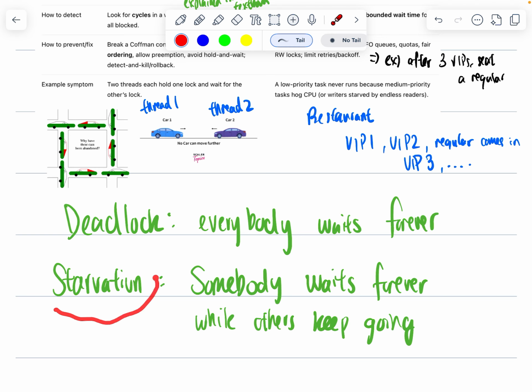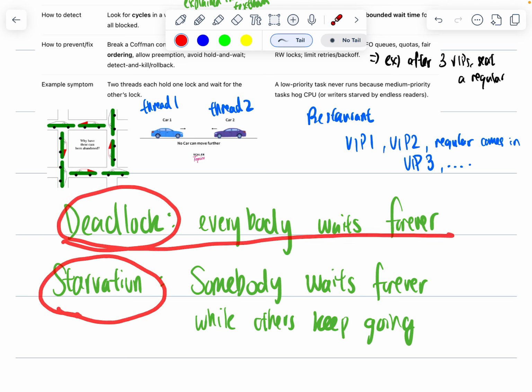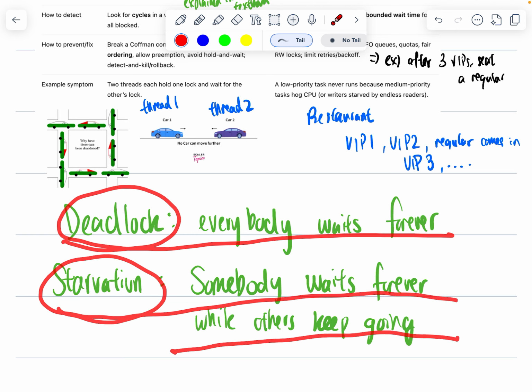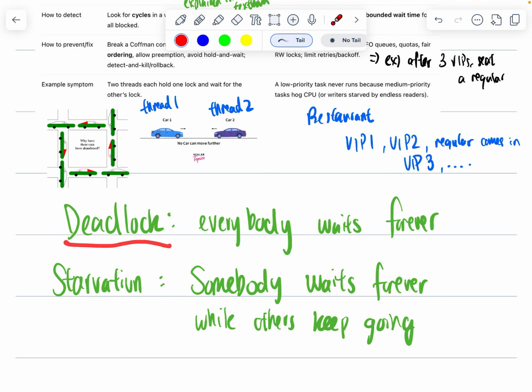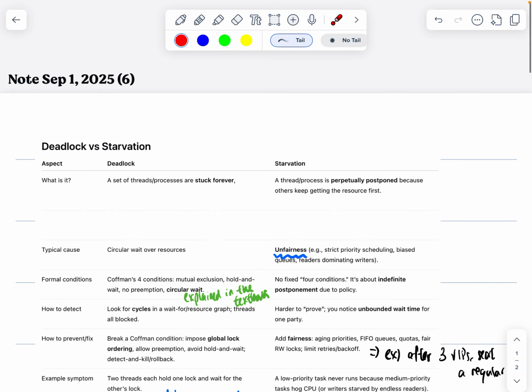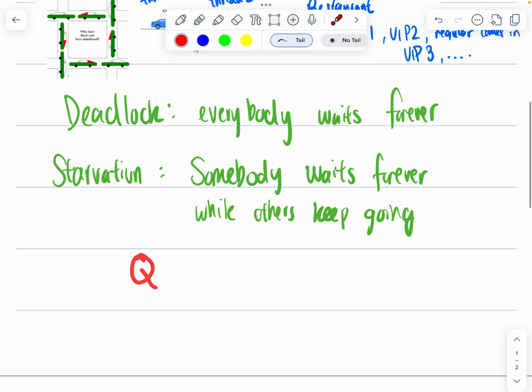Here, just to summarize, a deadlock is everybody waits forever, and starvation is somebody waits forever while others keep going. So this is the subtlety and the difference. Please let me know if you have any questions, feedback, or comments. Thank you.